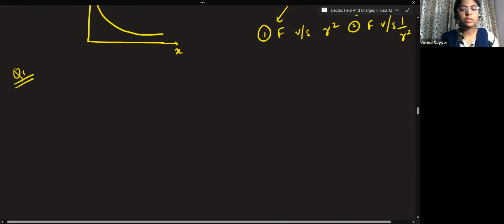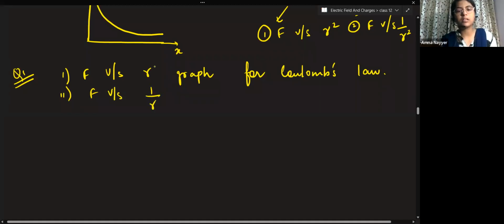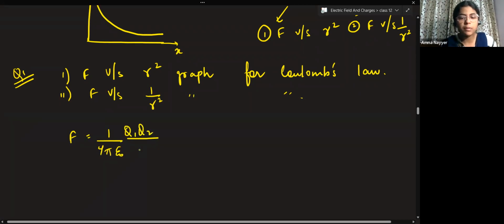From Coulomb's law, you first have to draw the F versus R graph for Coulomb's law. And then you have to draw F versus 1 by R square, and the F versus 1 by R square graph for Coulomb's law. So see, the formula of Coulomb's law is 1 by 4 pi epsilon naught Q1 Q2 divided by R square.